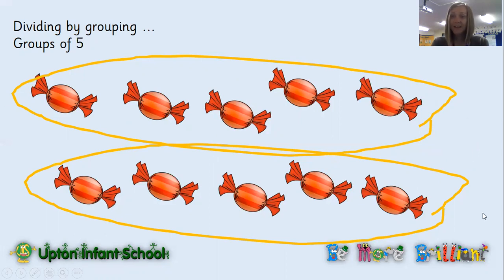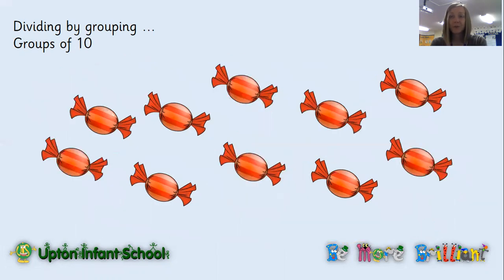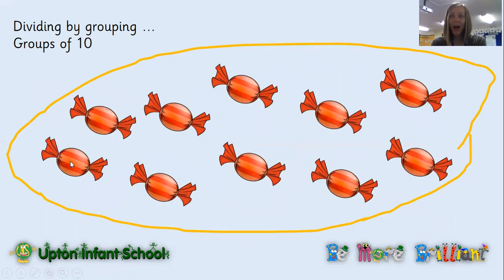5, 10. And the last groups we looked at were still having lots of objects, but we made a huge group of 10. 1, 2, 3, 4, 5, 6, 7, 8, 9, 10. I put them into one big group. So there's one group with 10 sweets in. So that's how we started to group. We had our objects and we would move the objects, or we would circle the pictures of the objects in groups of 2s, 5s or 10s.